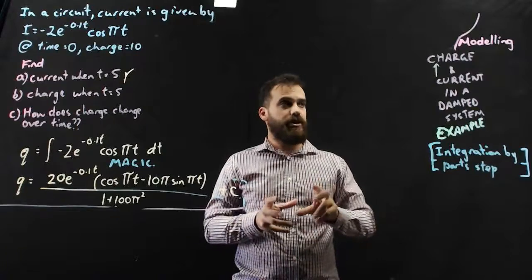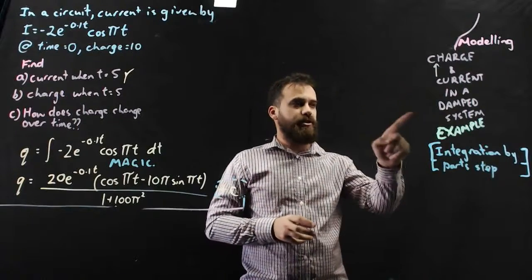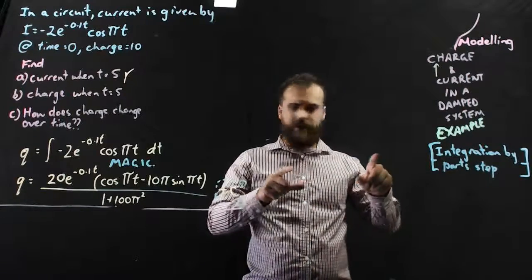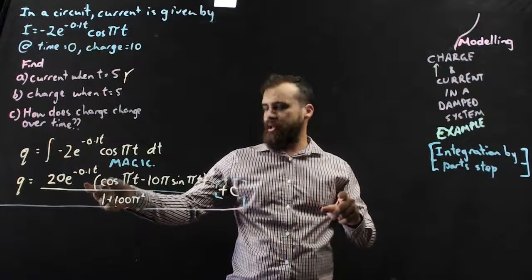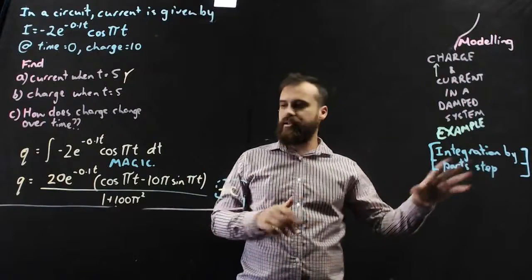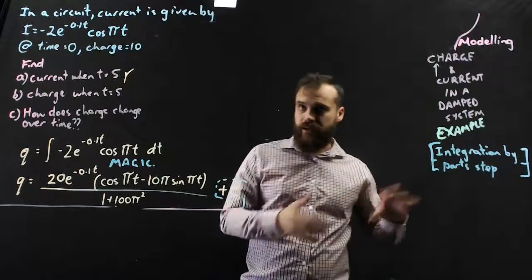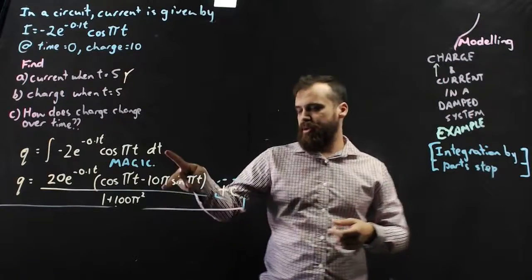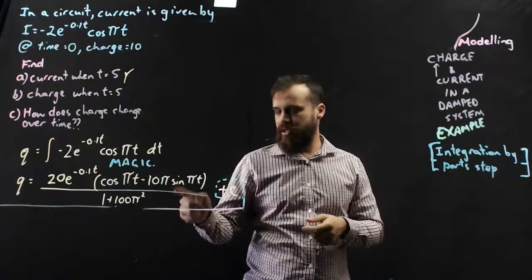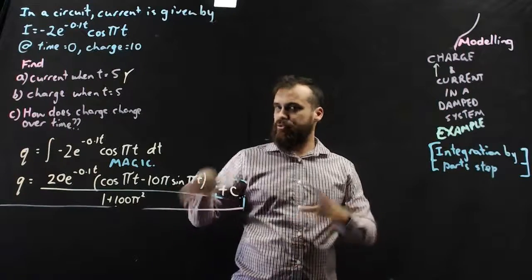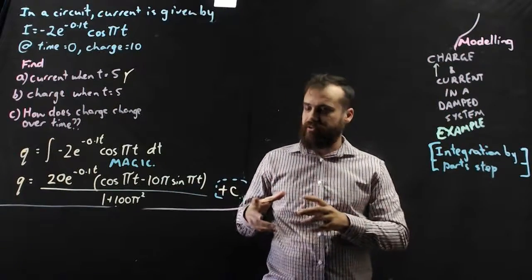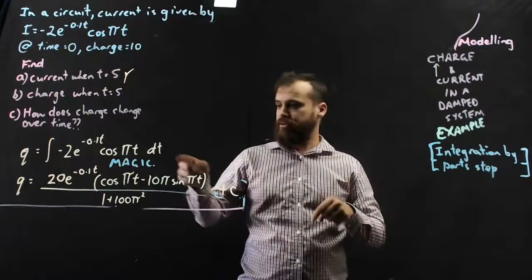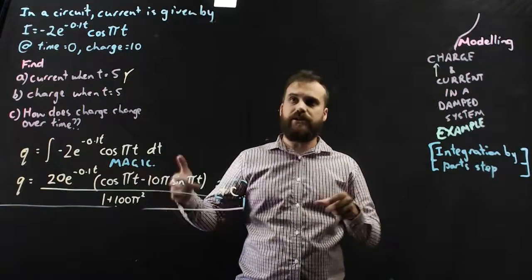So you're watching this video because you watched charge and current in a damped system example and you saw me say from this step to this step, magic, and then I did the integration by parts in like one step. I went from here to here. Now there's about 12 lines of working from here to here, I'm guessing, and it's really ugly integration by parts stuff. So in this video, I'm going to do the 12 lines of magic.